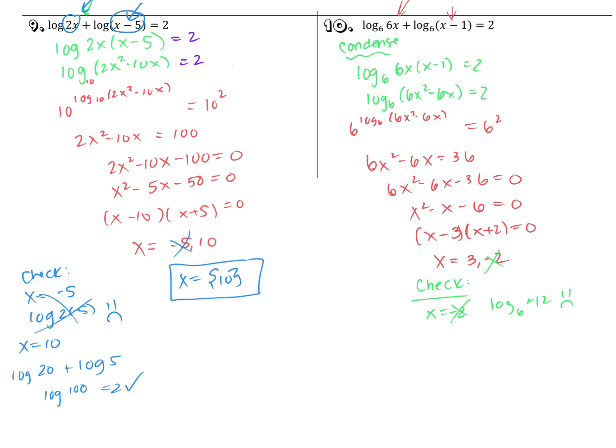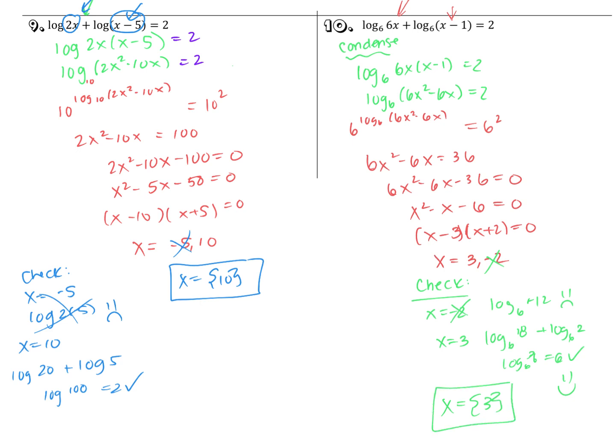Remember, an extraneous solution is a solution that doesn't work when we plug it back in. And again, those are created because of inconsistencies in the domains of the two functions we're talking about here, logs and exponentials. If x equals 3, then I get log base 6 of 6 times 3, which is 18, plus log base 6 of 3 minus 1, which is 2. If I condense this, that's going to give me log base 6 of 36. And 6 to what power is 36? 6 to the second power. So our only solution is going to be x equals 3.